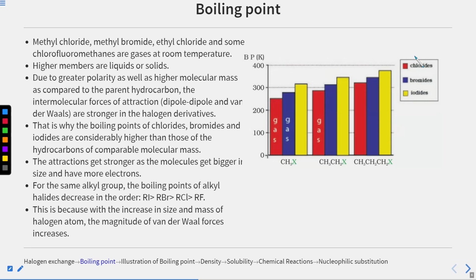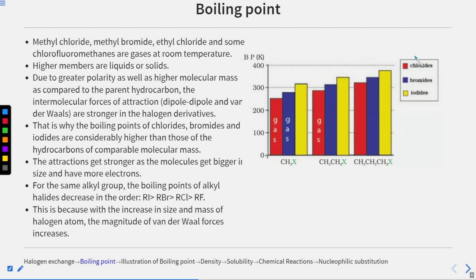Now next we'll move to some physical properties of haloalkanes. So we'll start with the boiling point. Methyl chloride, methyl bromide, ethyl chloride, and all of these are gases at room temperature. So all these lower molecular mass alkyl halides are gaseous at room temperature. Higher members of this group are solids or liquids.